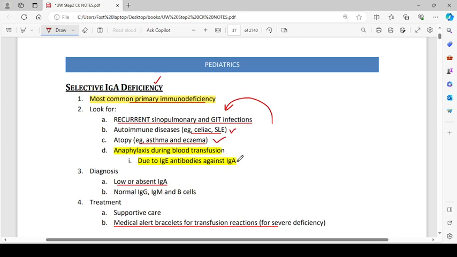Anaphylaxis due to blood transfusion, due to IgE antibodies against the IgA products which are present in the donor blood, right? Because our body is not used to seeing IgA, while the donor blood will have IgA. So if that IgA enters our body, the body of an IgA deficient person will realize that IgA is a foreign body, so it will start producing an anaphylactic reaction by activation of IgE antibodies against the IgA, and that is how anaphylaxis results if we have not screened the patients beforehand.